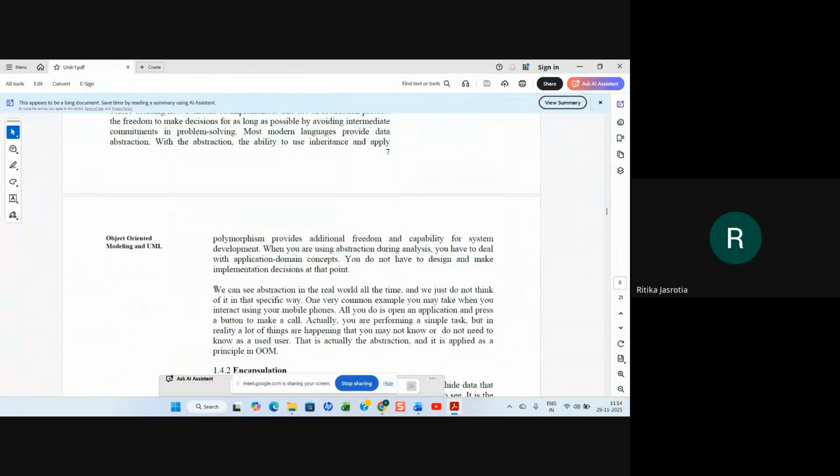Right. So, the example they have given here: we can see abstraction in the real world all the time, and we just do not think of it in that specific way. One very common example you may take: when you interact with your mobile phone, all you do is open an application and press a button to make a call. Actually, you are performing a simple task, but in reality, a lot of things are happening that you may not know or do not need to know as a user. So this is actually the abstraction, and it is applied as a principle in object oriented modeling, right? So this is the example you can give.